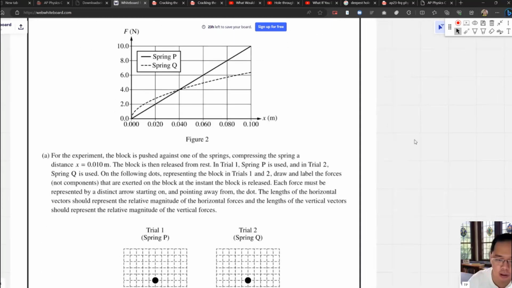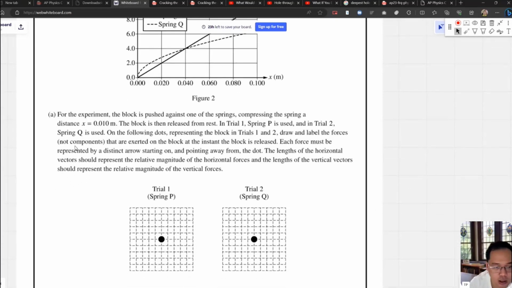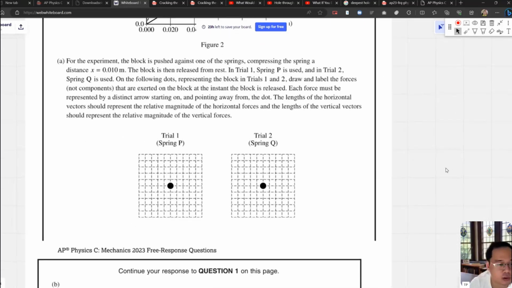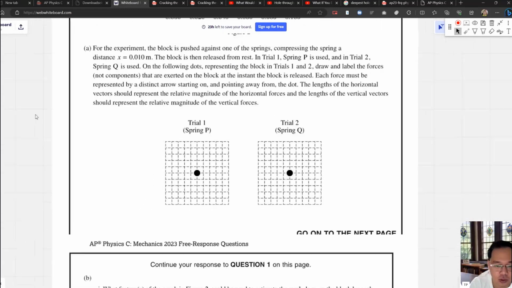For the experiment, the block is pushed against one of the springs, compressing the spring a distance of 0.01 meter. The block is then released from rest. In trial 1, spring P is used, and in trial 2, spring Q is used. The following dots represent the block in trials 1 and 2. Draw and label the forces, not components, that are exerted on the block at the instant the block is released. Each force must be represented by a distinct arrow starting on and pointing away from the dot. The length of the horizontal vector should represent the relative magnitude of the horizontal forces, and the length of the vertical vector should represent the relative magnitude of the vertical forces.